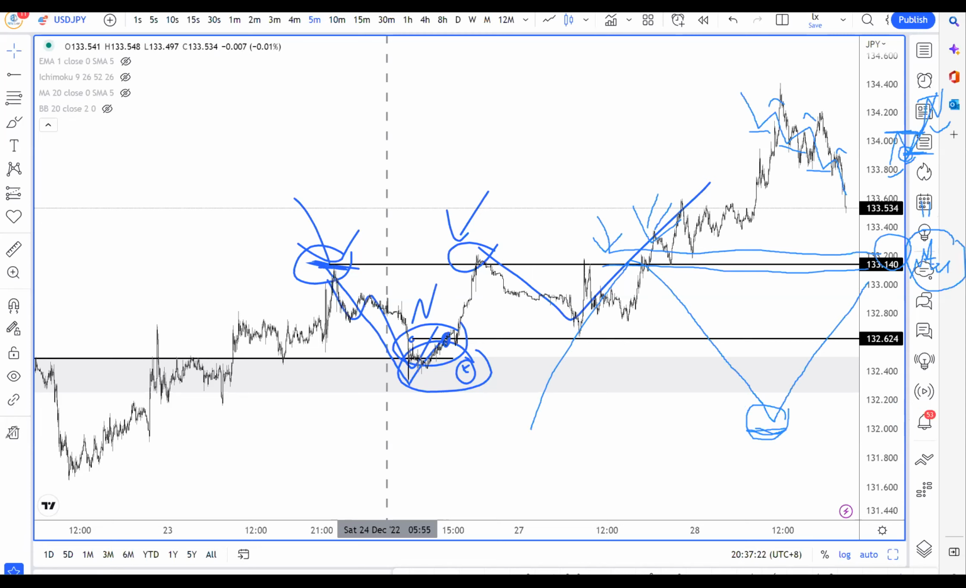Oh, I just made it messier. Oh well. Okay, but let's say here. So this is the demand area that we have, right? So if price comes into a demand area and on the 5 minutes, you're seeing that confirmation, which is really here.